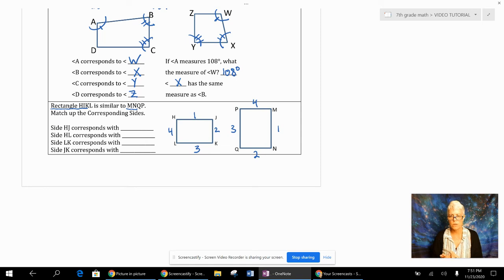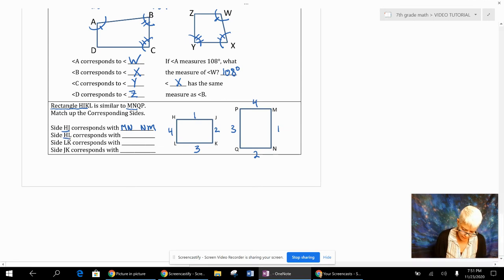All right. So let's answer these questions now that we've just done the pre-work. So HJ goes with MN. And I'm going to go ahead and write this both ways, but you don't have to. Just so you know, the order doesn't matter. MN is the same as NM. It doesn't matter.